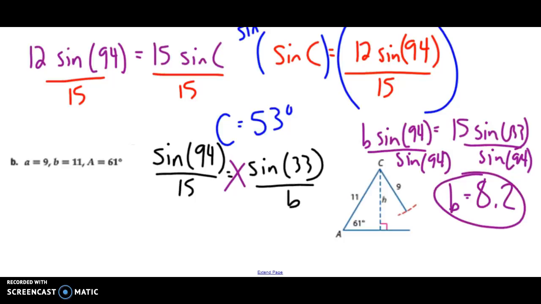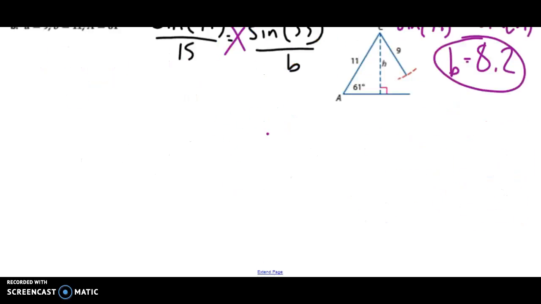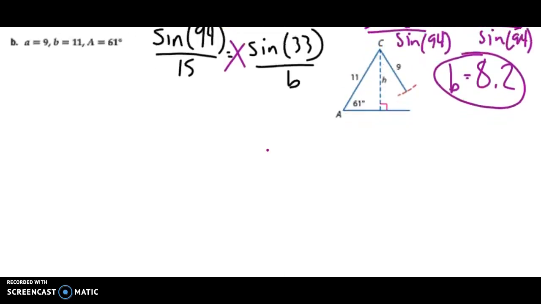Alright, so we can also look at letter B right here. Letter B says side A is 9, side B is 11, and angle A is 61 degrees. Okay, well, we'll see that angle A right here, 61 degrees, is across from side A being 9. It's kind of goofy because this one's side 11 as well. So we think back to what sine actually is. Remember, sine of an angle is equal to the opposite side, so we'll say that opposite side is h over the hypotenuse, which is 11.